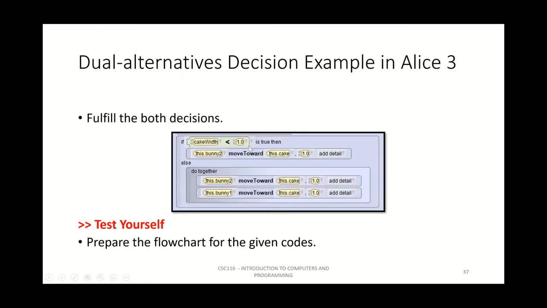So in this example of a dual alternative decision, we fulfill both decisions. If the cake width is less than 1.0, so it's true, what happens? You have a statement. And then what if the condition is false? You have another statement or process. So this is an example of a dual alternative decision.